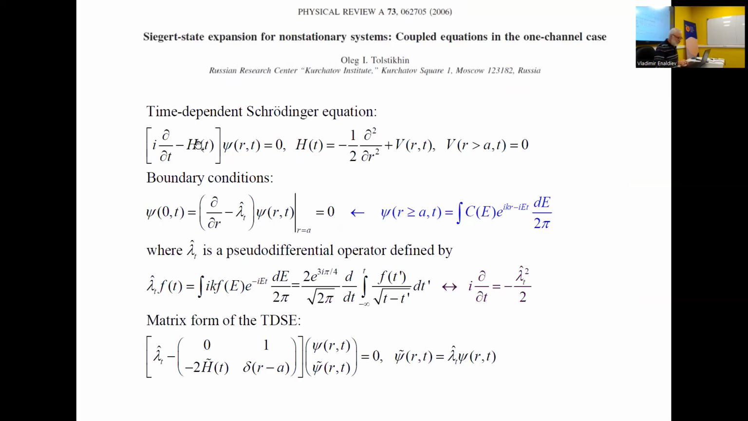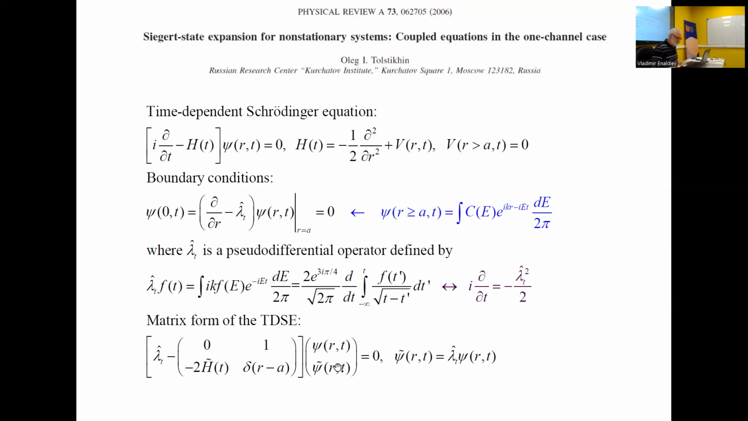Okay, then there is a series of papers where Siegert state expansion is used for solving non-stationary systems. And this involves a very interesting object, square root of d over dt. It's a pseudo-differential operator. And introducing this pseudo-differential operator, you can factorize this Schrödinger equation and present it in such a matrix form by doubling the dimension of Hilbert space. And then this matrix is exactly the matrix that appears in the Siegert eigenvalue problem.